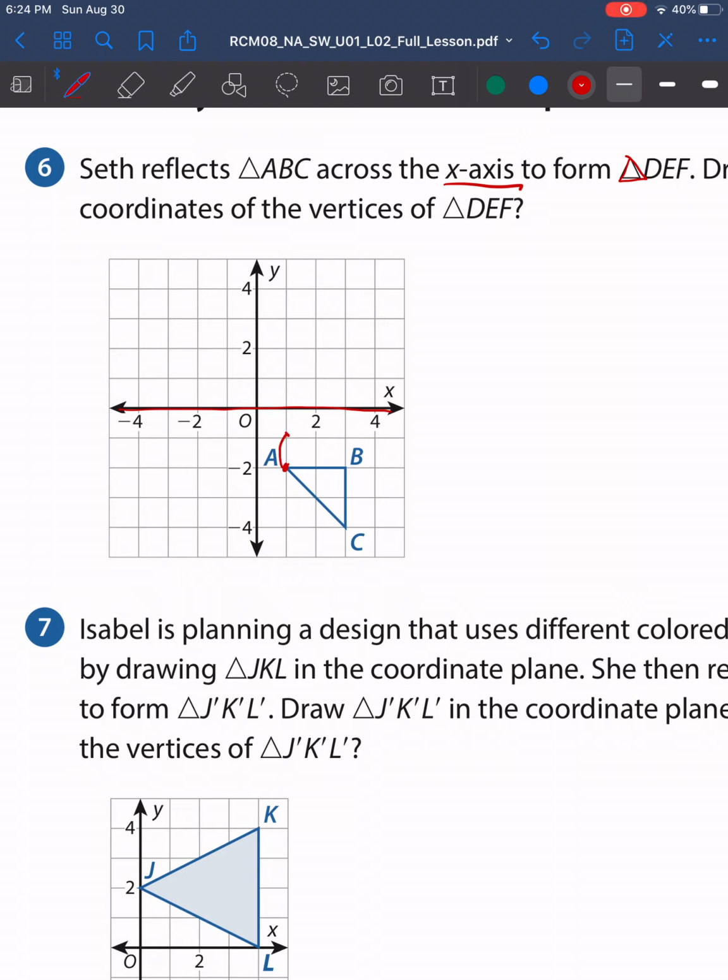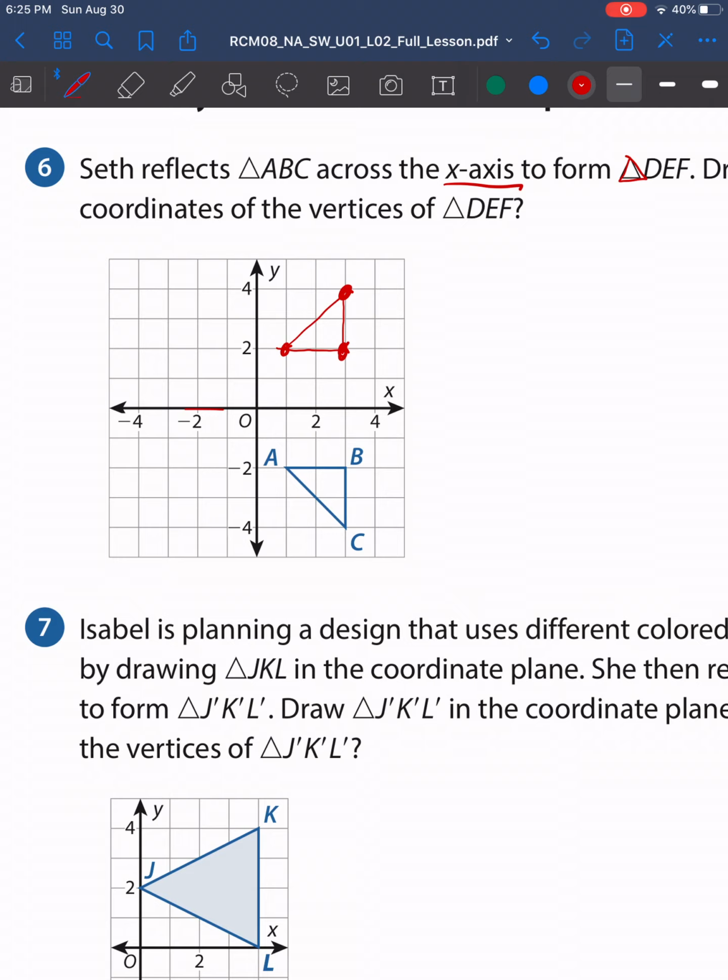Vertex A goes 1, 2, so it's going to go 1, 2. B goes 1, 2, so it's going to go 1, 2. And C goes 1, 2, 3, 4, so it will go 1, 2, 3, 4. I'm going to erase my jumps, that way we can make our triangle nice. Okay, now we have DEF.